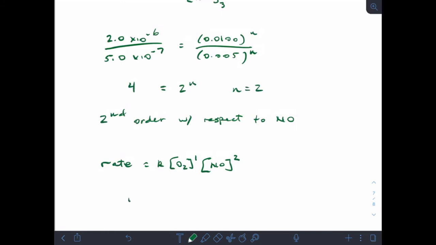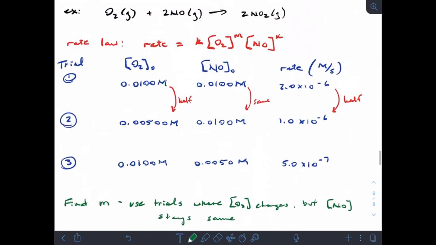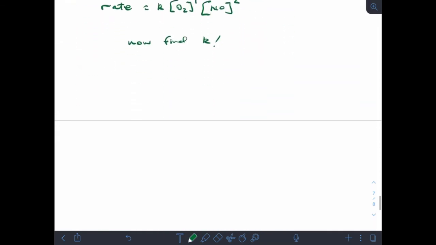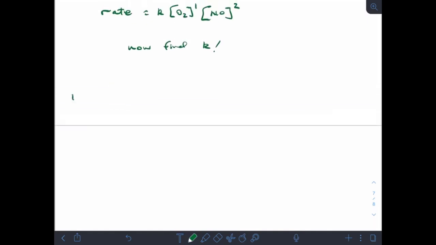Okay, so now our last thing is to find K. All right, and finding K is a simple matter of pick any trial. Okay, let's come back up and look at our data. I can pick trial 1, 2, or 3, doesn't matter. And I'm going to use the rate and the concentrations of each, plug those into my rate law, and solve for K. Okay, the easiest one is trial 1 because the concentrations are all the same, and it's a simple rate. So our strategy here is to pick any trial and plug the values into the rate law.